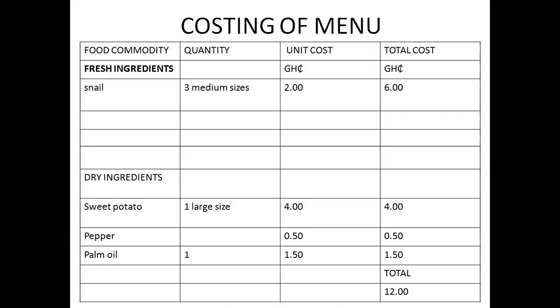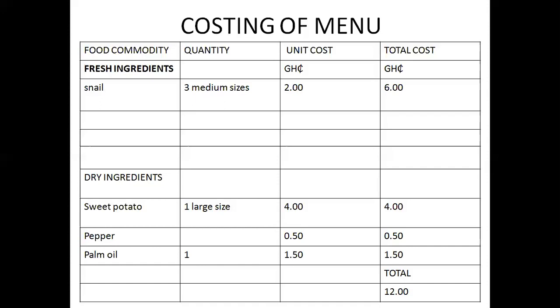This is just an example, it's not complete. There are other fresh ingredients in this question. Let's look at the dry ingredients. Sweet potato: I am just using 1 large size, and 1 large size costs me 4 Ghana cedis, so the total is 4 Ghana cedis. Pepper is costing me what? 50 pesewas. That is just a tie of it. Then I have palm oil, portioned at 1 cedi 50 pesewas, and I need just 1, so I have 1 cedi 50 pesewas.